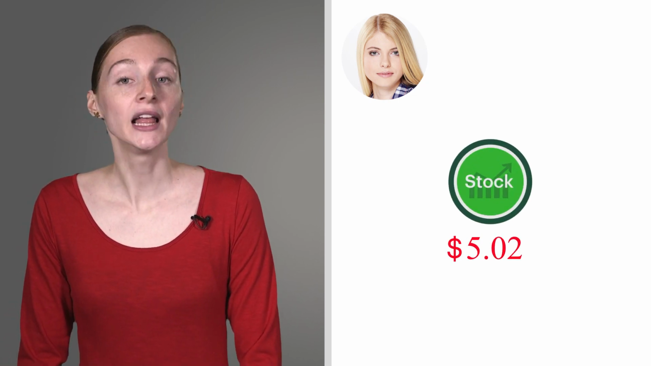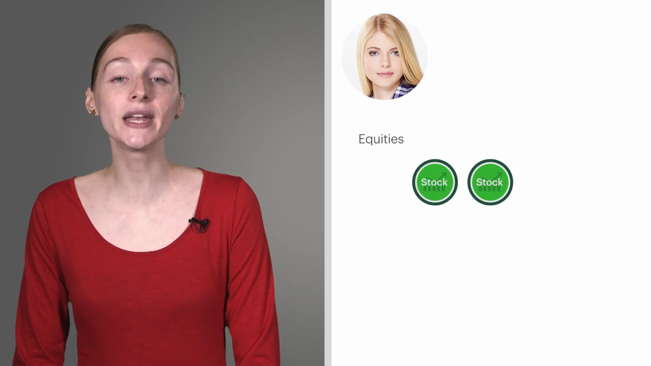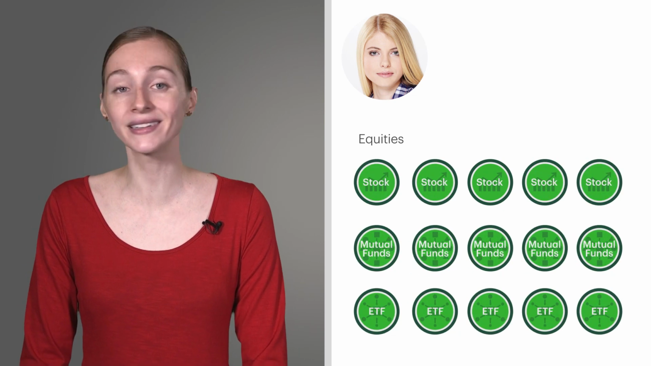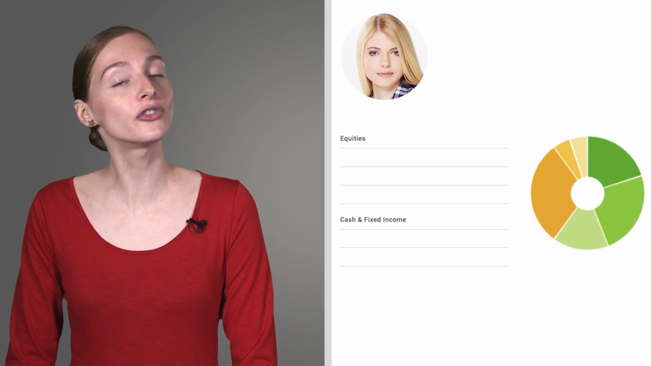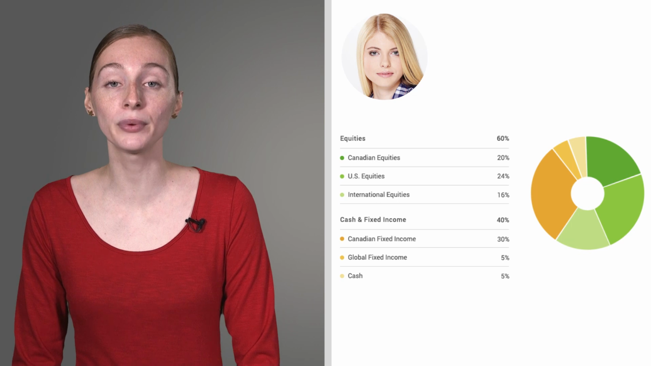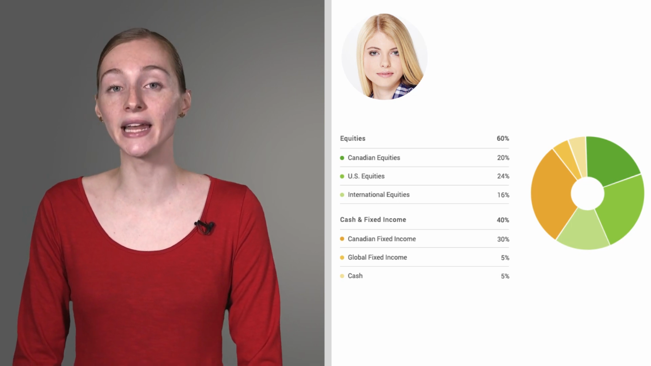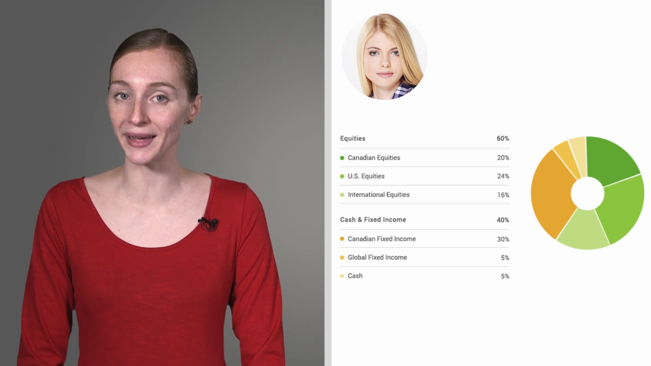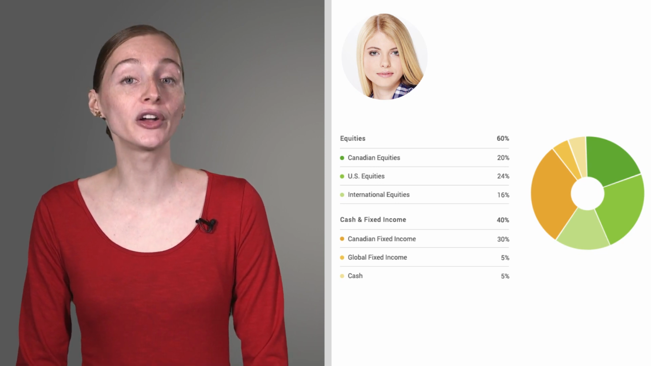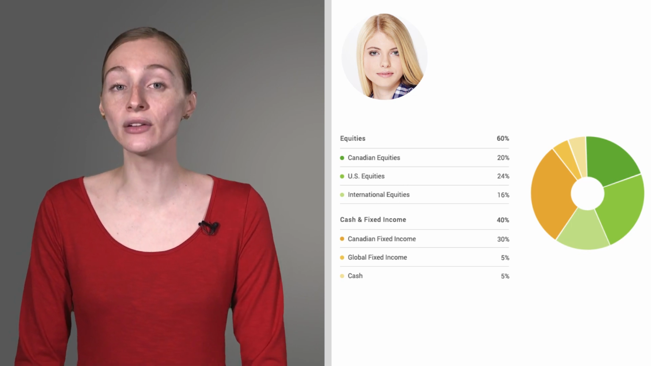Angela's one stock fell 50%. However, if her portfolio was diversified, then her equities asset class wouldn't have had just one stock. It would have had a number of stocks, mutual funds, or ETFs. And those mutual funds or ETFs could have been invested in different types of equities, like small cap, mid cap, or large cap stocks, and also into stocks that are Canadian, US, or internationally based.